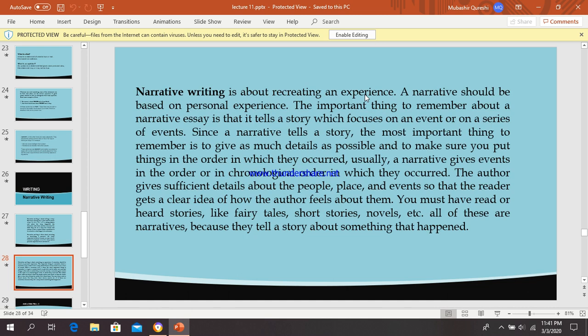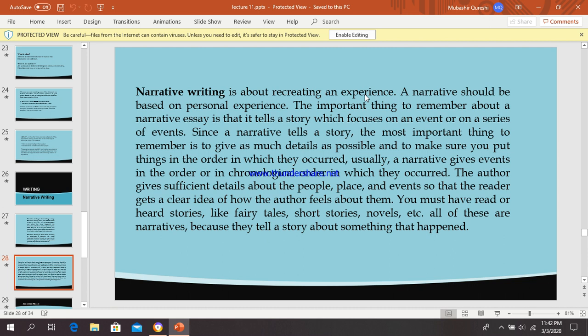Narrative writing is about recreating an experience. A narrative writing should be based on personal experience. The important thing to remember about a narrative essay is that it tells a story which focuses on an event or on a series of events.